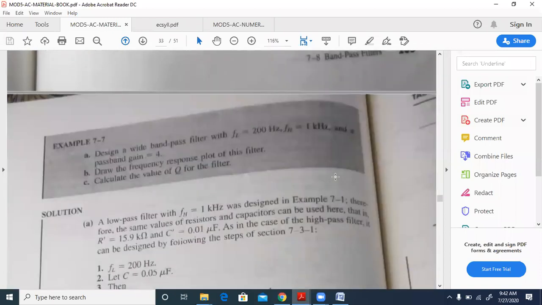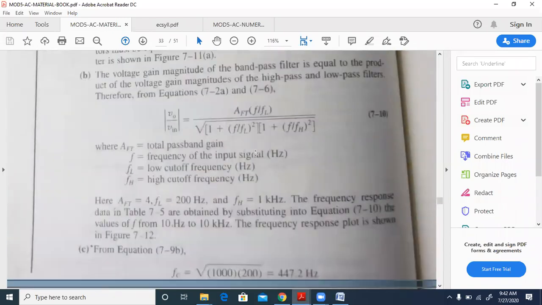We can write the expression for V0 by Vin as this, the multiplication of both of them, okay? Multiplication of a low pass filter and a high pass filter. So this corresponds to a high pass filter and this corresponds to a low pass filter. It is just a combination of both of them together, okay? So this is AFT, the gain for both of them together. That's why he has taken it as 4.